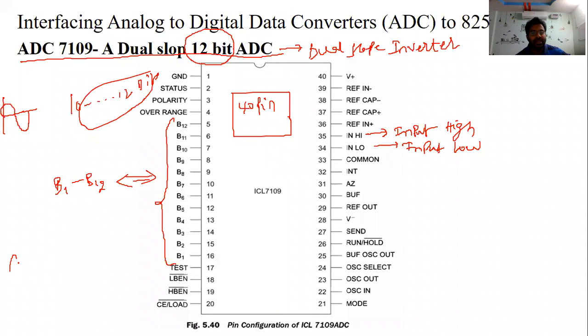So then what is this ADC? The 0808 is only 8 bits. But here this is connected to 12 bits. This converts 12 bits.